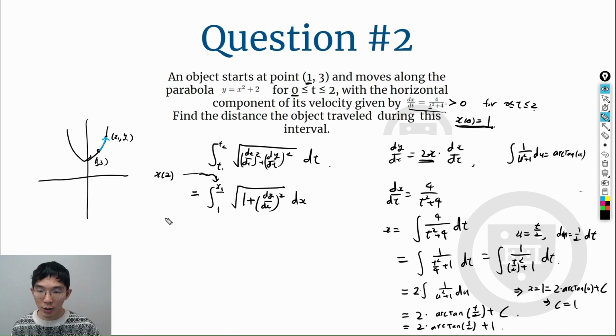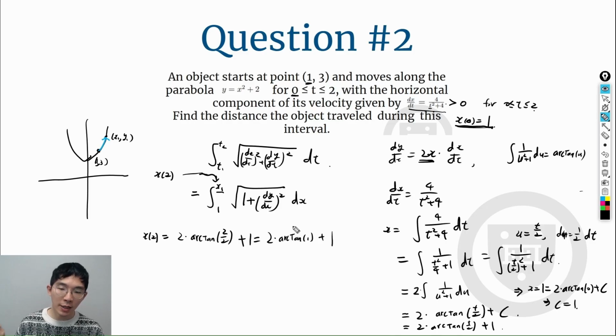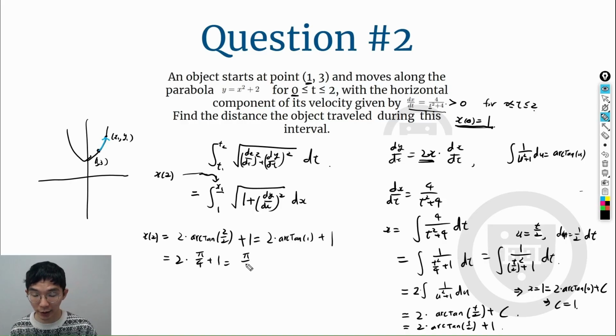Wonderful. So, what does that tell me? That means x of 2, we plug in t equals 2, is equal to 2 times arctangent of 2 over 2 plus 1, which is to say 2 times arctangent of 1 plus 1. And what do we know about arctangent of 1? It has to be pi over 4. So therefore, 2 times pi over 4 plus 1 is equal to pi over 2 plus 1. Hence, that is my x1 here.